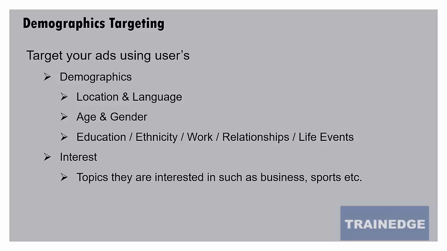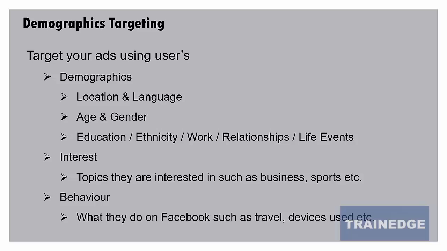You can also target people based on interest. You can target people based on the interest they have shown on Facebook. For example, when you like some news, or you like some book, or you like some place, you're showing interest in those things. And this is how Facebook builds up your interest profile. And then an advertiser can then target those specific interest profiles.